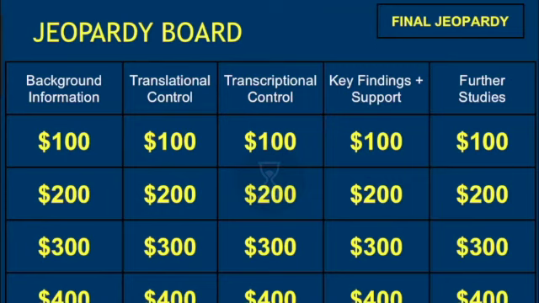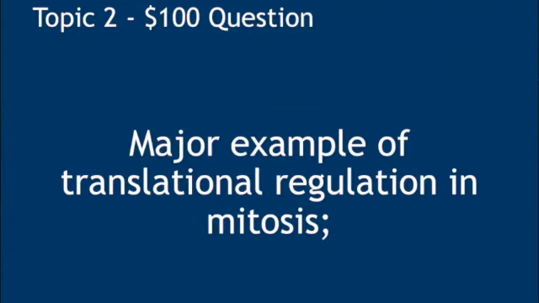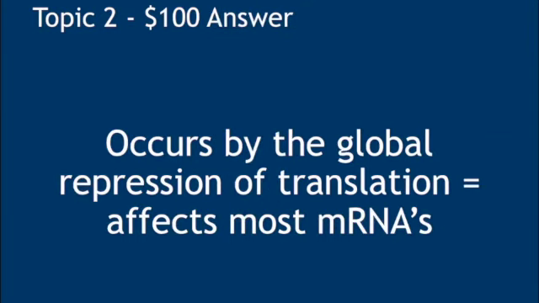Next, I'm going to be talking about the translational control, which is one of the major examples of how the gene expression is regulated in mitosis. A major example of the translational regulation that occurs in mitosis has to do with the global translational repression of the bulk of mRNAs that are present in the different phases.